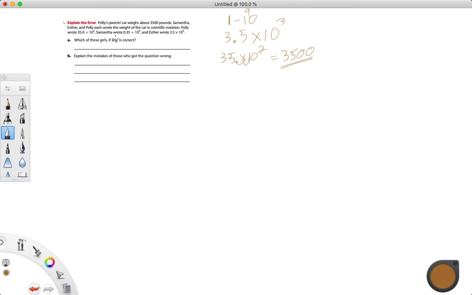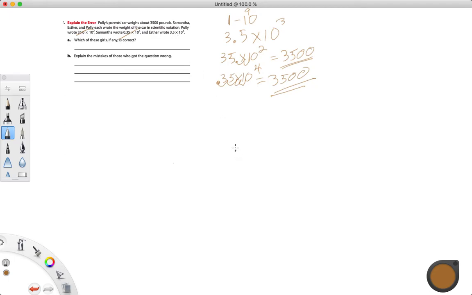Samantha, similarly, wrote 0.35 times 10 to the fourth. So 0.35 times 10 to the fourth is not scientific notation because 0.35 is not between 1 and 10, is not 1 through 9, right? It's less than 1, so it doesn't work. But as far as the number being correct, 1, 2, 3, 4, that would give us 3,500. So the number is correct, but not scientific notation.